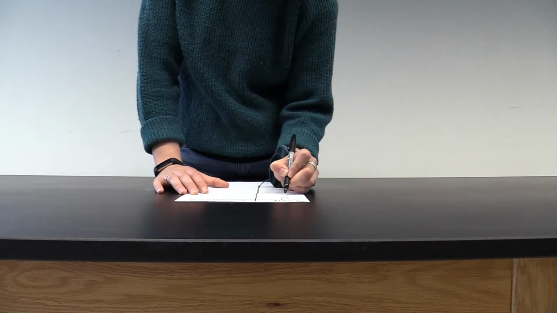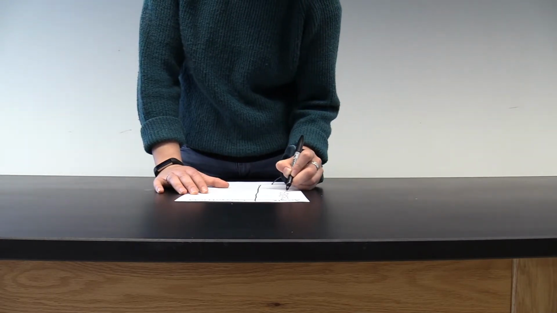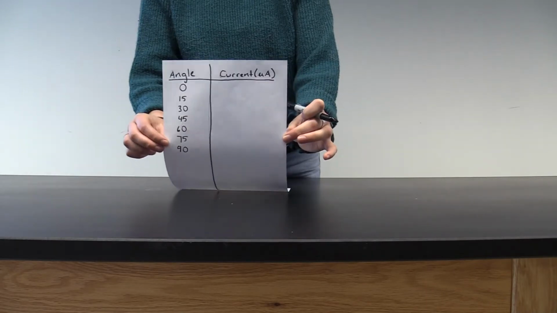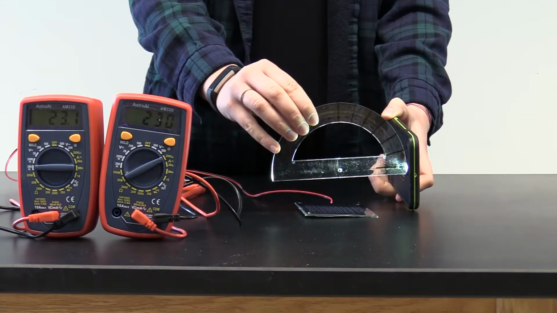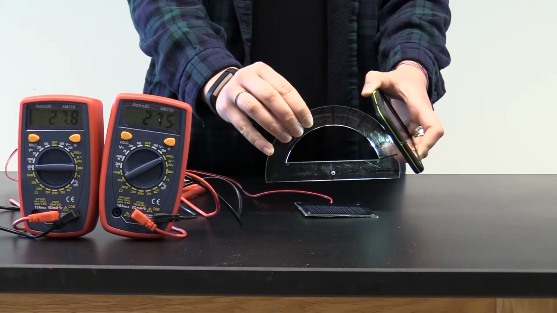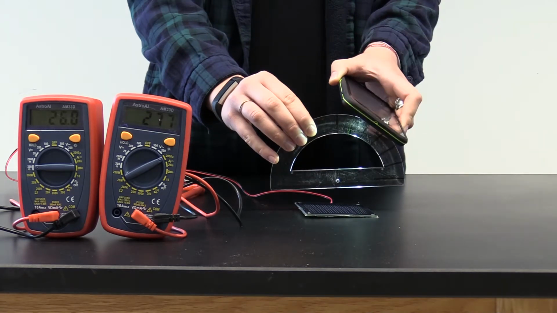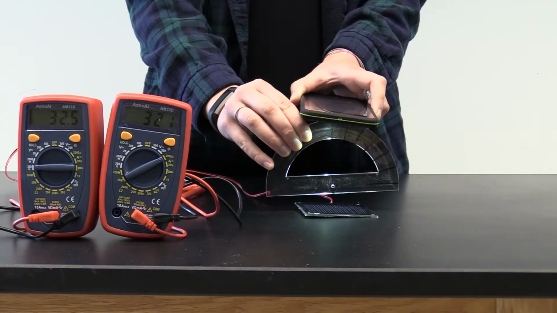I've created a sample of what data we will be taking, but this data could also be entered straight into Excel. For the sake of demonstration, I've also added a voltmeter to this experiment. The voltmeter is on the left and the ammeter is on the right. We're taking measurements at 0, 15, 30, 45, 60, 75, and 90 degrees.